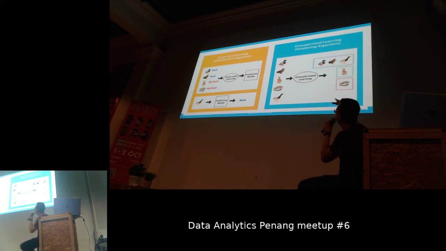Right? Meanwhile, for unsupervised, you have no labels at all. So you don't tell the model that this is duck, this is not duck. The model learns by itself. But of course, it cannot tell you that it is a duck or not a duck. It cannot tell you the clear answer. What it does is it will just group these animals based on their characteristics. It does grouping, or what we call clustering. Alright, so that's the main difference between these two.